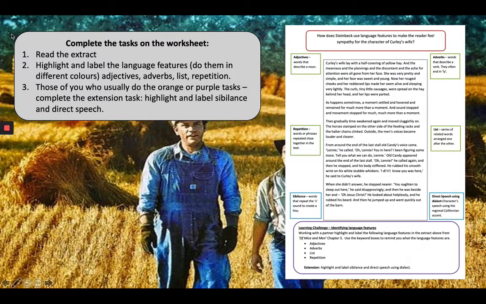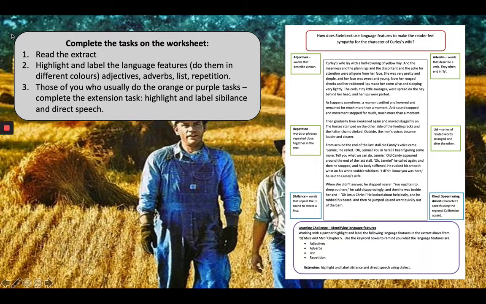So, first thing you need to do is find some different colour pens or pencil crayons or highlighters, whatever you've got to hand. And you're going to highlight different types of words, okay? So we're thinking about word classes here. So there's a list at the bottom: adjectives, adverbs, lists, and repetition, okay? Now, if you're not sure what those are, there are some definitions around the extract that explain what an adjective is, what an adverb is. So if you're stuck with that, please use those to help you. So that's the first thing. So you might want to pause the video whilst you get on with that.